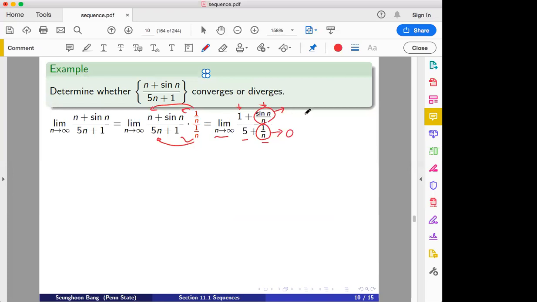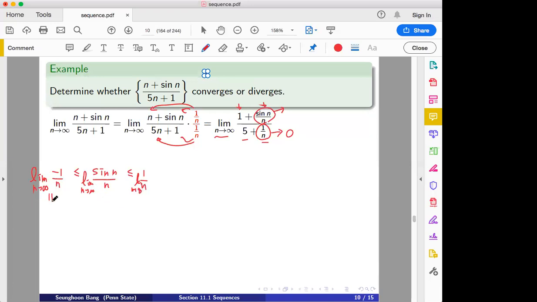In this case, we can use the squeeze theorem. The sine of n is between -1 and 1. You can divide each side by n. So next, take the limit as n approaches infinity.